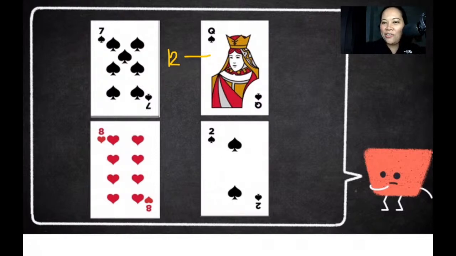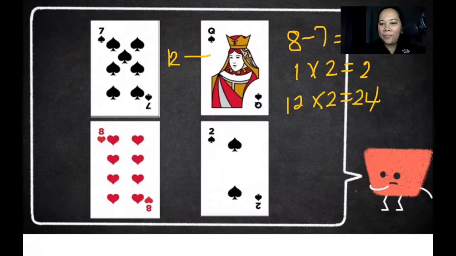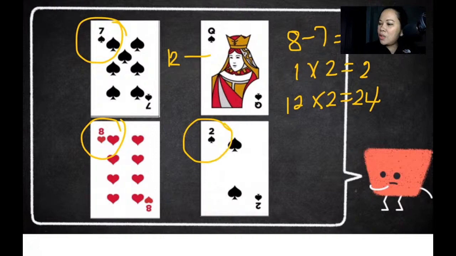Okay, someone is so fast. 8 minus 7 is 1. And then 1 times 2 is 2. And then 12 times 2 is 24. Yay! Okay, so you have 8 minus 7 is 1, 1 times 2 is 2, 12 times 2 is 24. Well done.